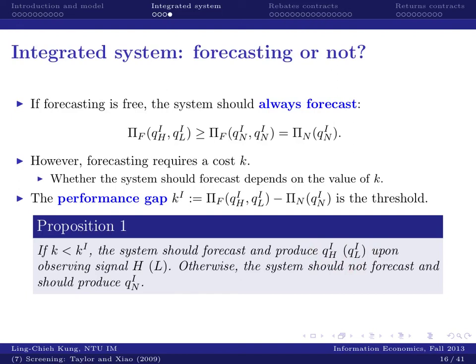However, if the cost is too high and it is not worthwhile doing that, then we should simply produce QnI with no information. This is the best we can do. Okay, so in summary, there is a threshold policy. When K is small, forecast. When K is large, do not forecast. Okay, keep this threshold in mind, and at the end we will compare this with other thresholds.